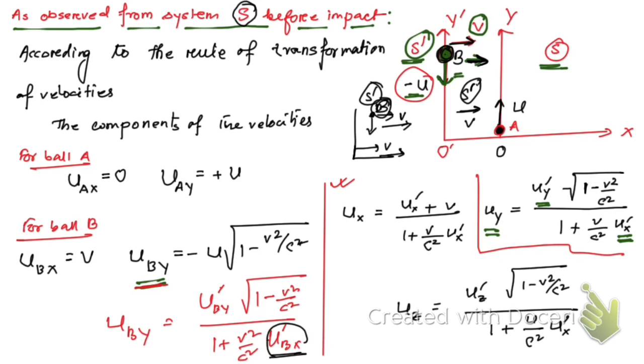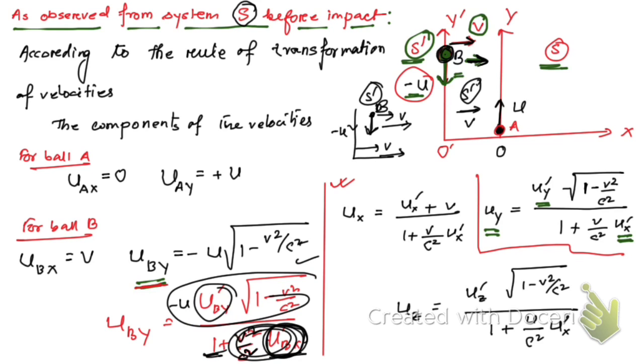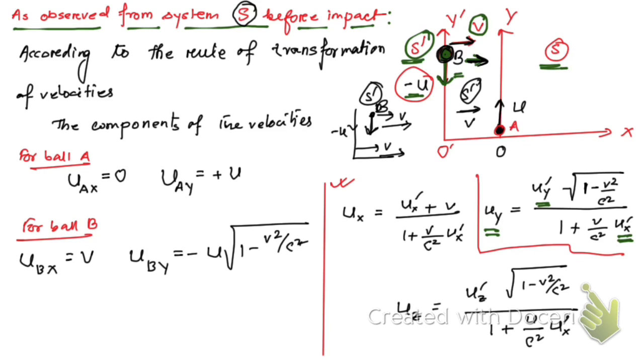So here we're going to put 0, u dash bx will be 0, and along the y-axis the velocity of the ball B is minus u, so here we put minus u, right? As this becomes 0, v square by c square into 0 becomes 0. 0 plus 1 is 1, and this divided by 1 is this, right? Hope you have understood this. Now let me clean these things, and let me write those results in the next slide.